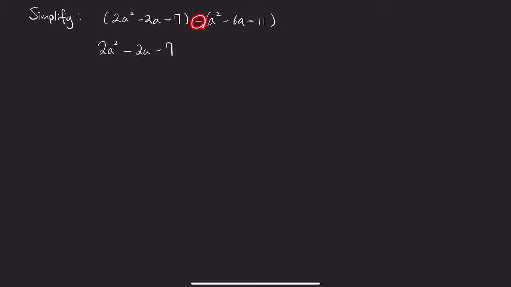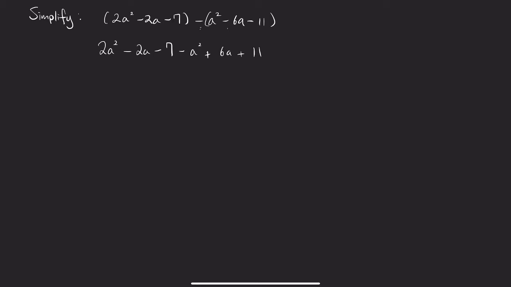There's a minus sign here, which means we want to make every term the opposite sign. So minus a squared, minus minus is plus 6a, minus minus is plus 11. And then we want to group the like terms.